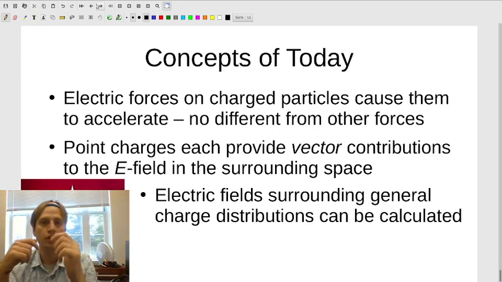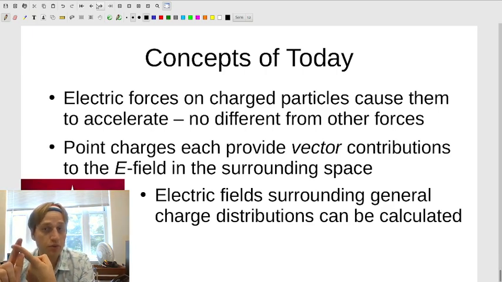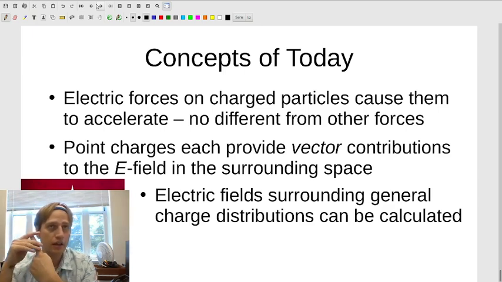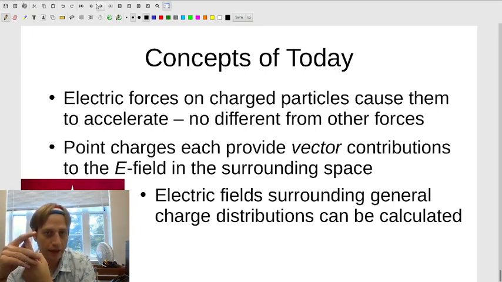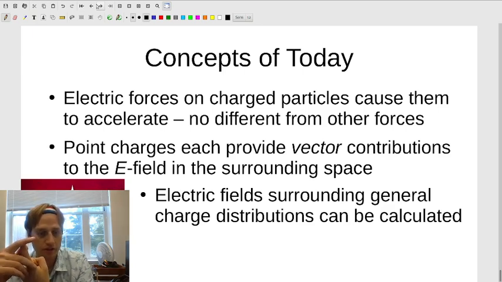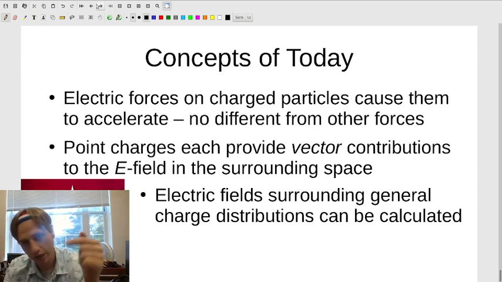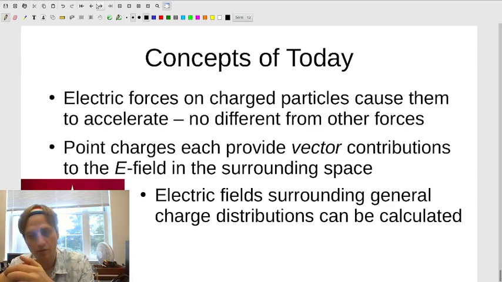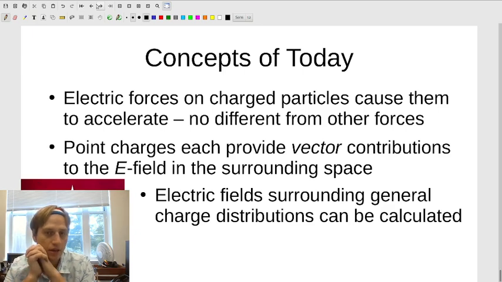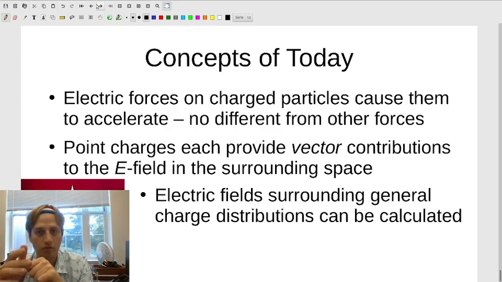So what have we learned? Electric forces on charged particles cause them to accelerate. Okay, so if you have a force and a mass, we can figure out what the acceleration is. So that's what we did first. The next thing we did, we talked about how point charges provide vector contributions, pointing out from positive charges into negative charges, and you can add up the contributions as vectors to find the net electric field at a position in space. And then our last thing that we did, we talked about how electric fields surrounding a general charge distribution can be calculated as in the case of the ring.